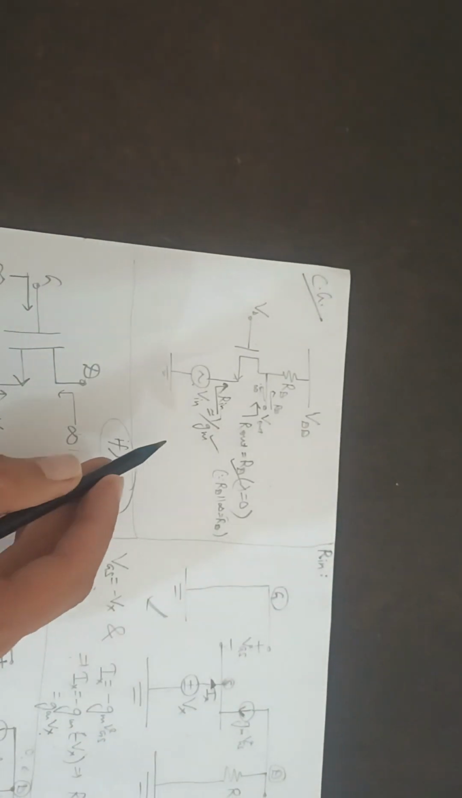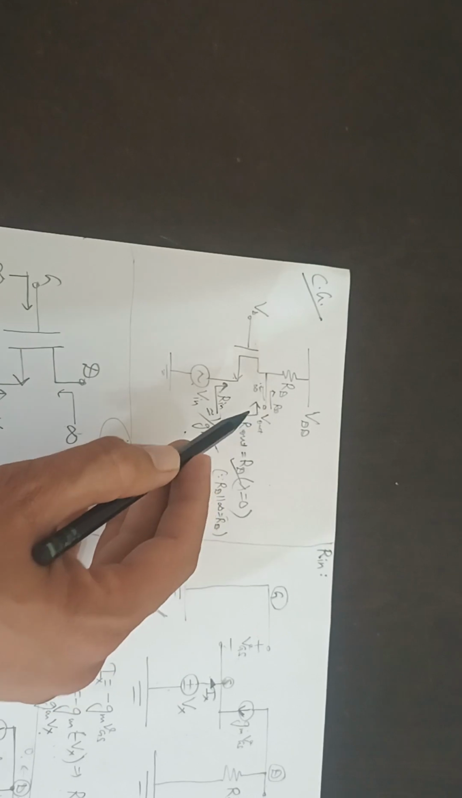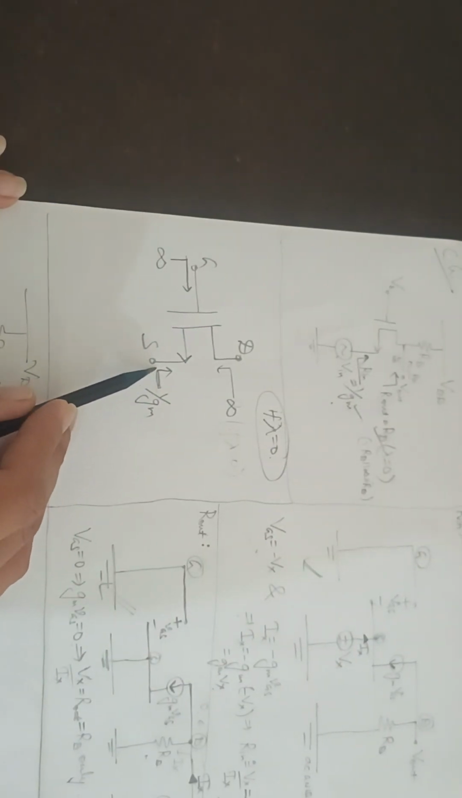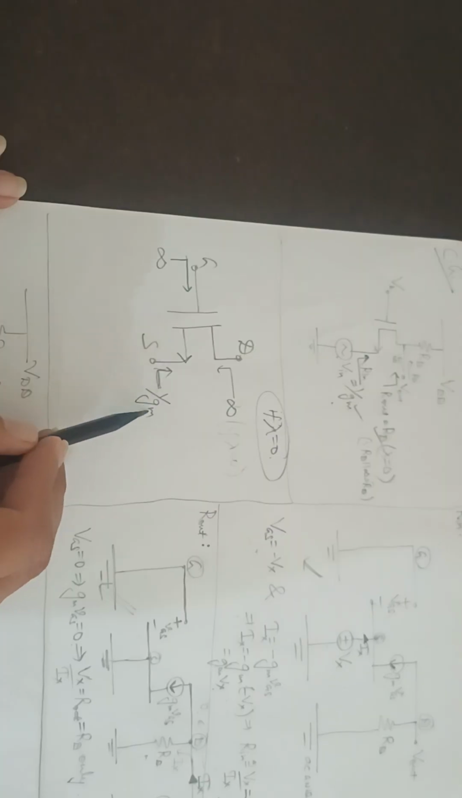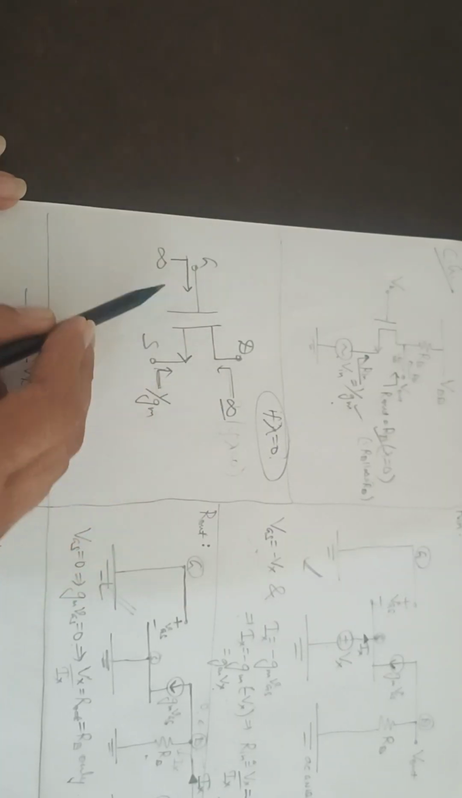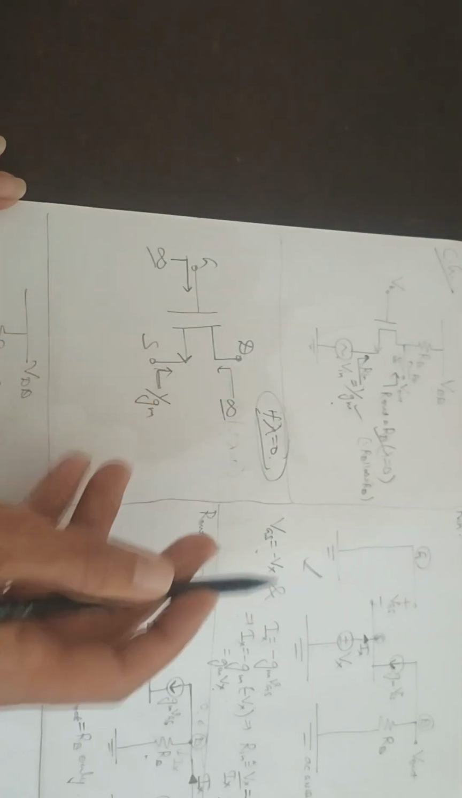So for the simple common gate stage, you can see that 1 by Gm is the input resistance and Rd is the output resistance. Or you can also remember it like this: for any MOSFET, looking into the source it is 1 by Gm, looking from the drain it is very large or infinite, and looking into the gate also it is infinite. Assuming channel length modulation is neglected.